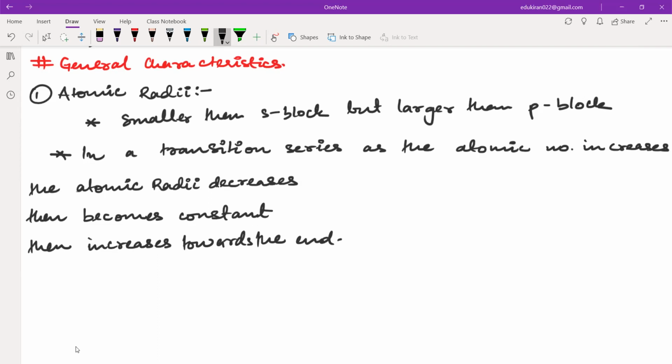Okay. Now, I have written it in this way because I also want to give the reasons here. So first thing first, the atomic radii initially decreases. Why does it decrease? Then why does it become constant? And then why does it increase at the end? These are the three things that are happening, and we will explain all of them.